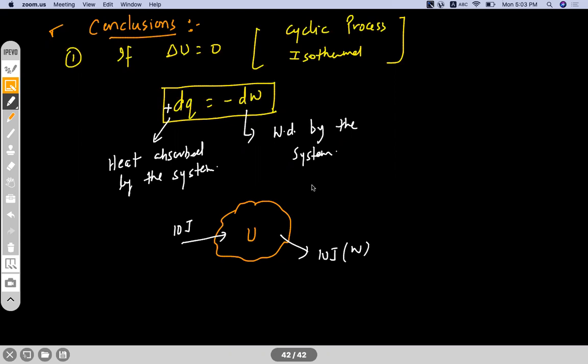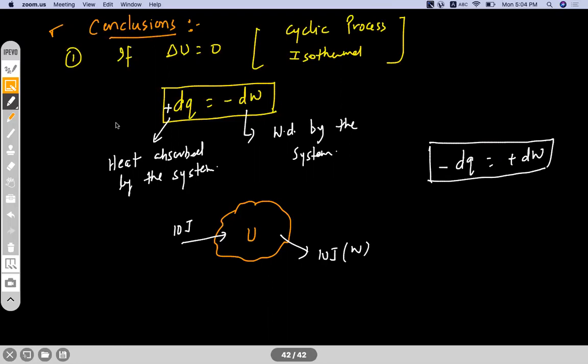Okay, we can also write this as minus dq is equals to plus dw. This is also possible. Means heat released by the system. In this type, this is not a process, Anusha. Okay, this is not a process. We are just trying to understand in different condition what is the possibility we have.